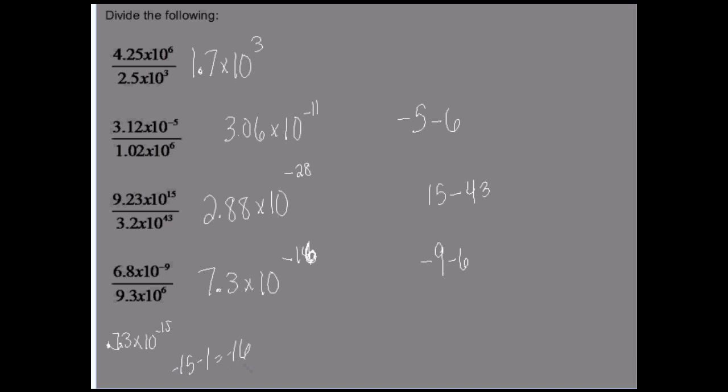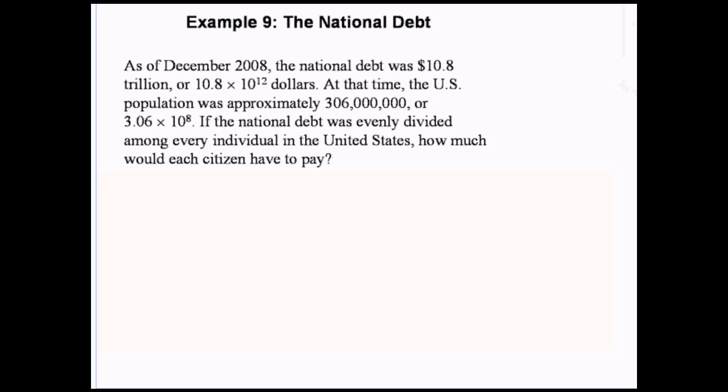Okay, so the national debt is $10.8 trillion in 2008. At that time, the population is 306 million. So if you were to take the national debt and divide it up evenly amongst the population, that would be how much money we each owe to pay off the national debt. If every single person was responsible for the exact same amount of the debt. So 10.8 trillion divided by 306 million.